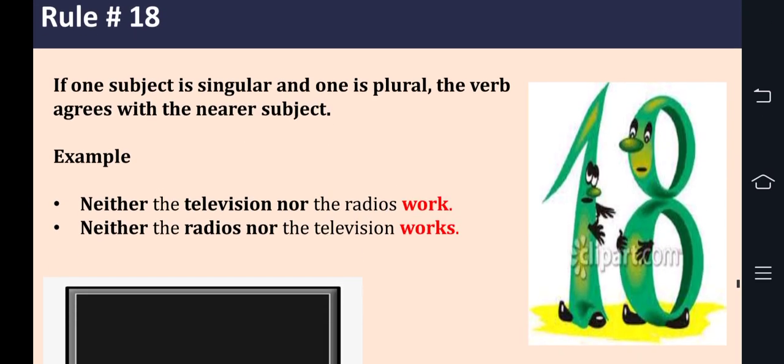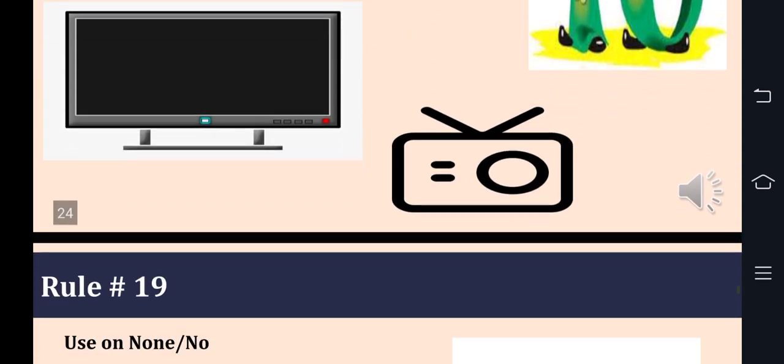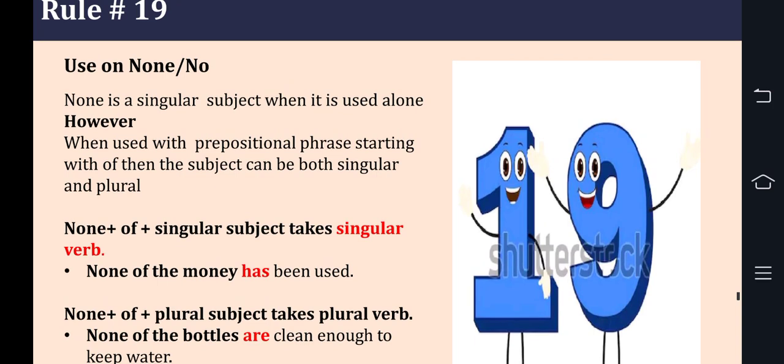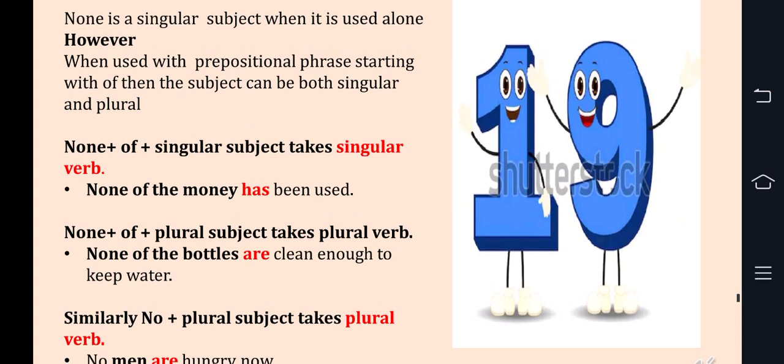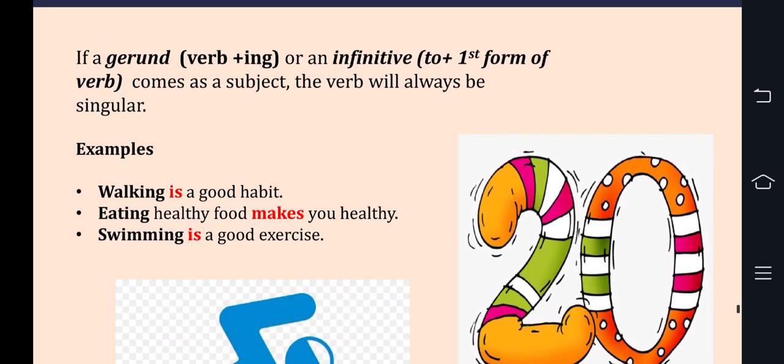Rule number 18. If one subject is singular and one is plural, the verb agrees with the nearest subject. Neither the television nor the radios work. Neither the radios nor the television works. Rule number 19, use of "none" and "no." None plus "of" plus singular subject takes a singular verb. None of the money has been used. None of the bottles are clean enough to keep water. No men are hungry now.